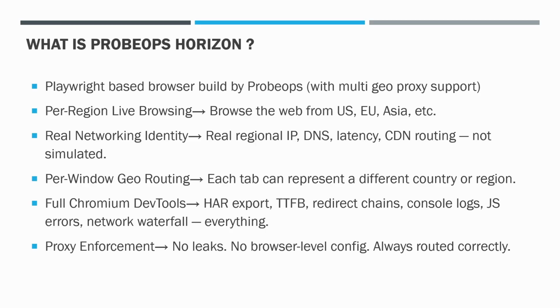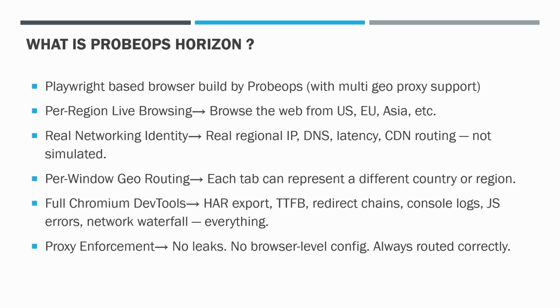So you can open two different windows, one from, let's say, a US East location and the other one from an EU Central location. And you can browse them side by side, see the performance of your website, and see if geo-specific rules are being followed properly, like if there's a cookie pop-up for the EU region and so on.